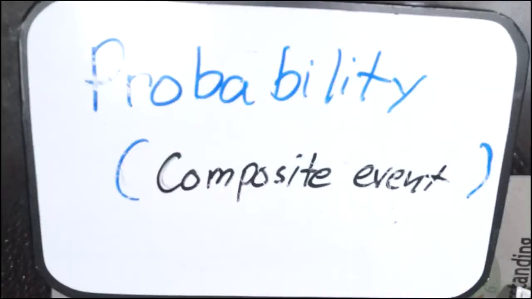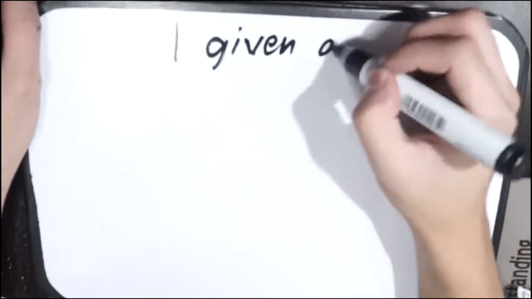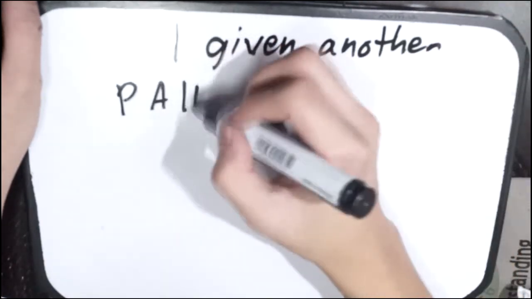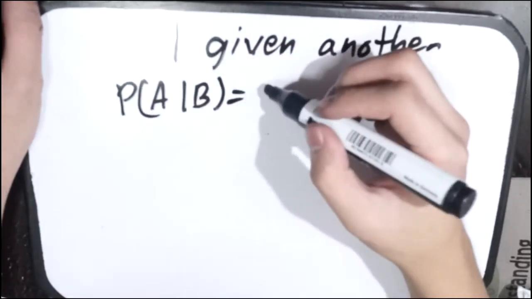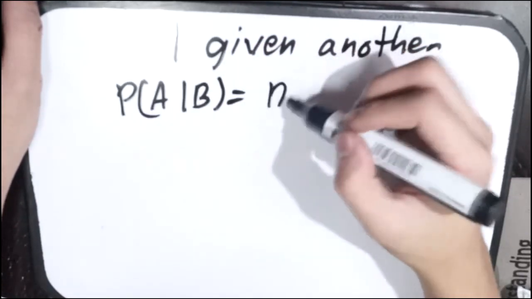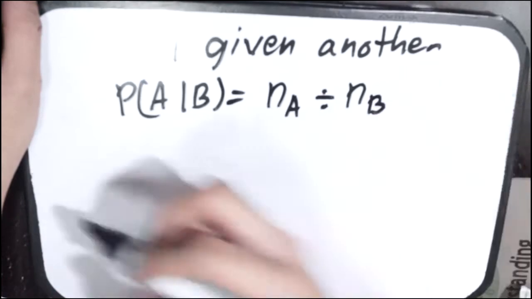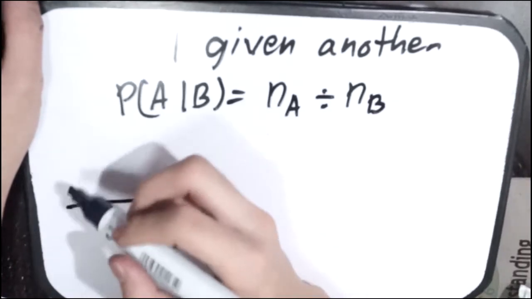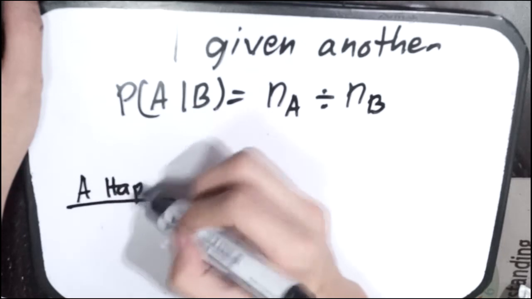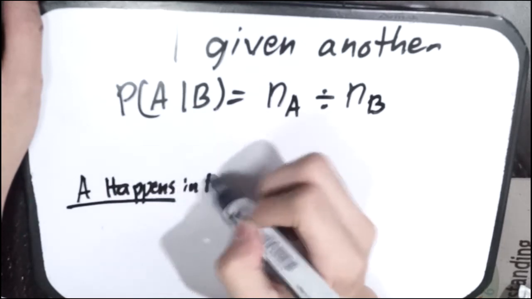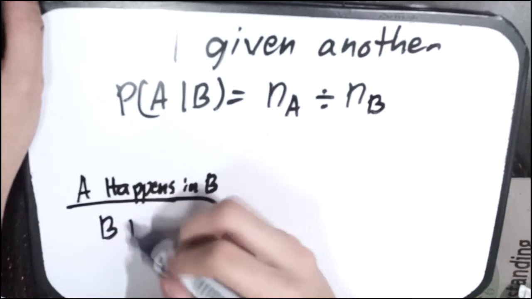Composite events mean there are two conditions for the possibility or probability. So what is the probability of one outcome given another? To express that in equation form, the probability of A given B is equal to the chance of A happening in B divided by the chance of B happening. So, the number of times A happens in B divided by the number of times B happens.